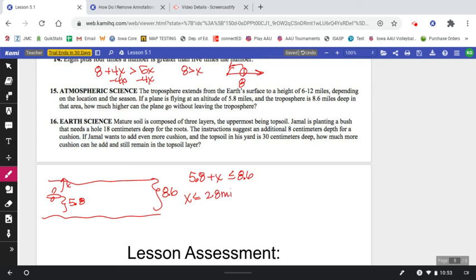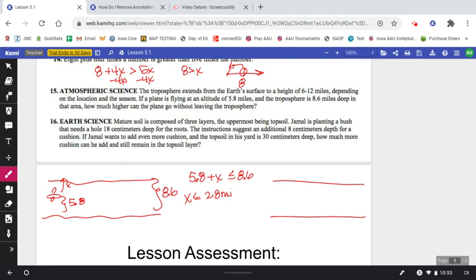Mature soil is composed of 3 layers. The uppermost is the topsoil. Jamal is planting a bush that needs a hole 18 centimeters deep for the roots. The instructions suggest an additional 8 centimeters depth for the cushion. If Jamal wants to add even more cushion, and the topsoil in his yard is 30 centimeters deep, how much more cushion can he add and still remain within the topsoil?